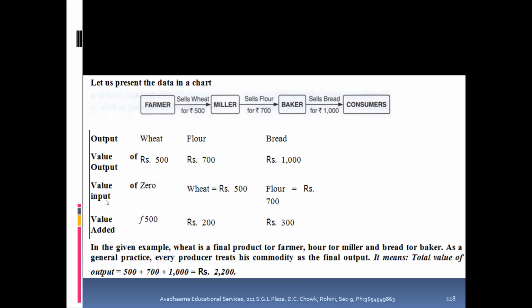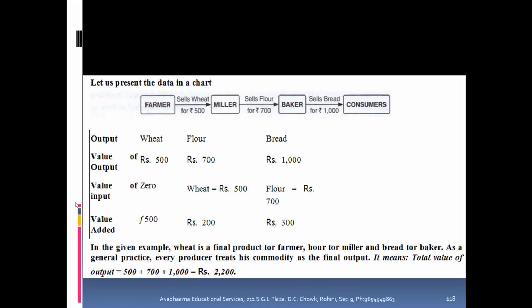The value of input, we are assuming for the farmer, is 0. We are just assuming that, though the farmer also purchases seeds, fertilizers, insecticides and pesticides, the value of input here is 0. Then for the miller, the value of input is 500, and the value of input for the baker is 700.